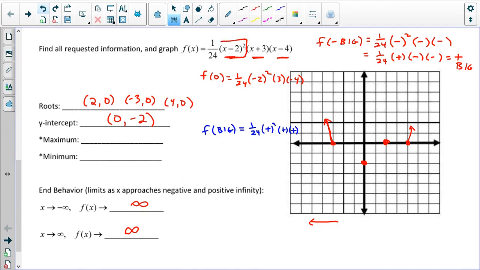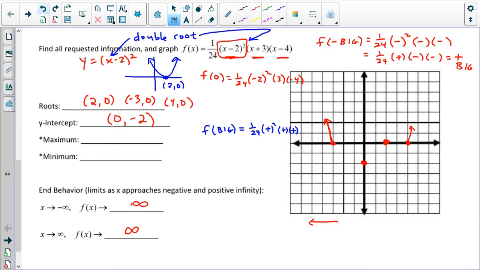Notice I have an x minus 2 squared. Well, remember last chapter, if I had y equals x minus 2 squared, that meant that this was a double root of some kind of quadratic. And on a double root, it hit the axis and bounced back up at 2, 0. Likewise, this is going to be a double root as well.